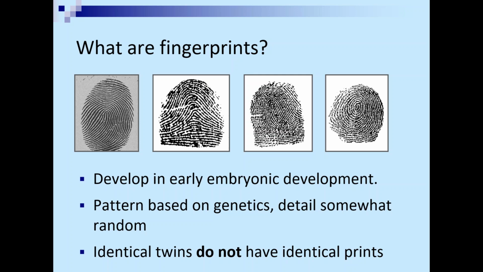All right, so sometimes the overall pattern is based on genetics. Like you may find identical twins who both have a lot of loops, but what we're going to see are the individual characteristics, the ridge endings and bifurcations. They're going to be different for every single individual.